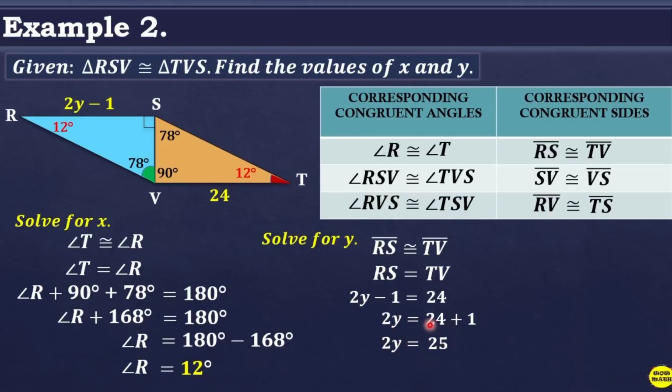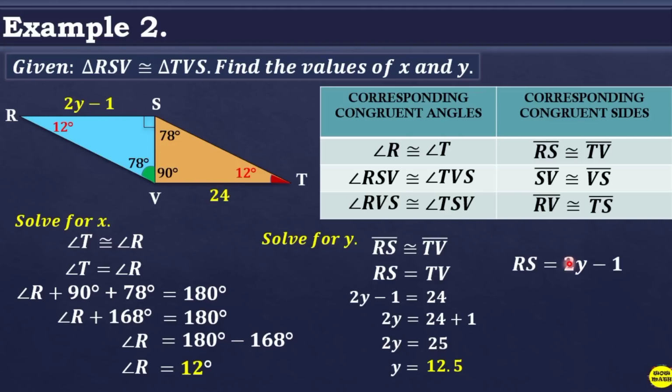Divide both sides by 2. So, y is equal to 12.5 or 12 and 1/2. So, the value of y is 12.5. Now, pwede mo siya i-check. So, dapat, pag sinubstitute natin dito yung 12.5, ang magiging result din nitong side na to ay 24.